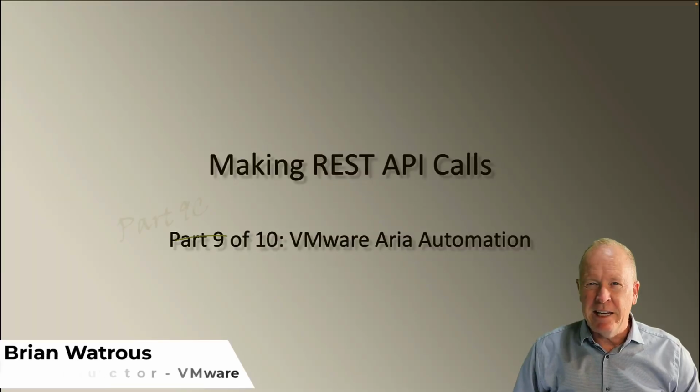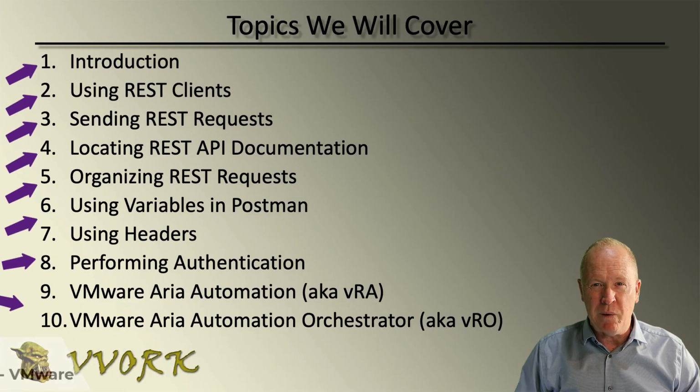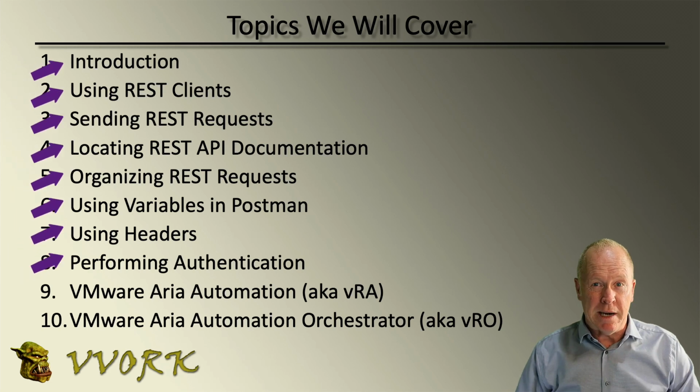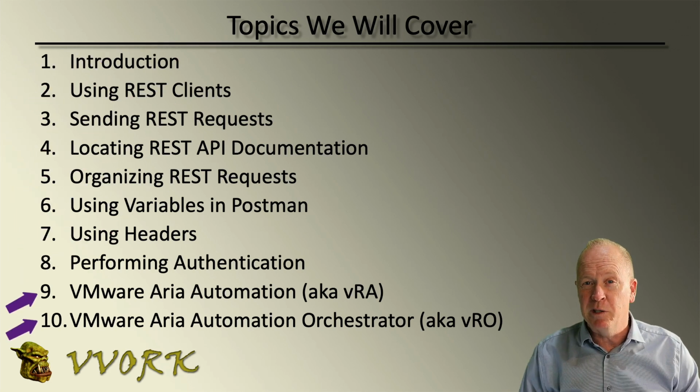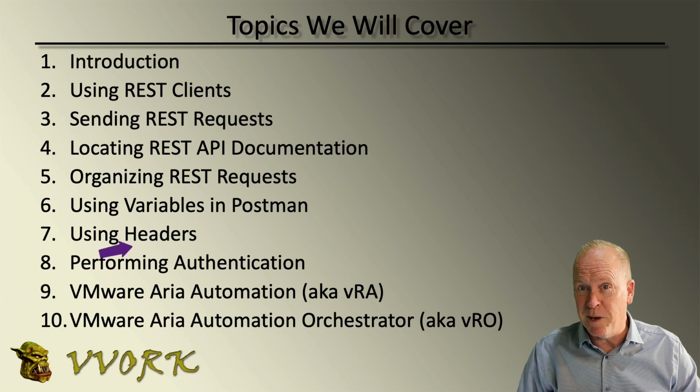This is part 9 in a 10-part video series in which we're exploring how to make REST API calls. In parts 1 through 8, we took a generic look at how to make REST API calls. But now, in parts 9 and onwards, we're going to take a look at specific VMware products. In part 9, we're going to be taking a look at how to make REST API calls to VMware Aria Automation.